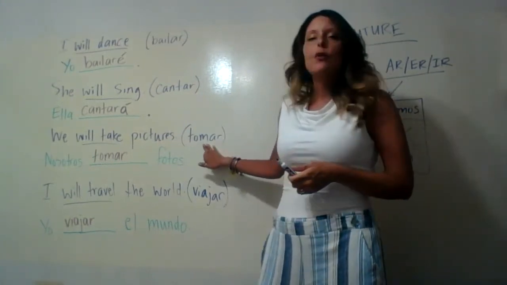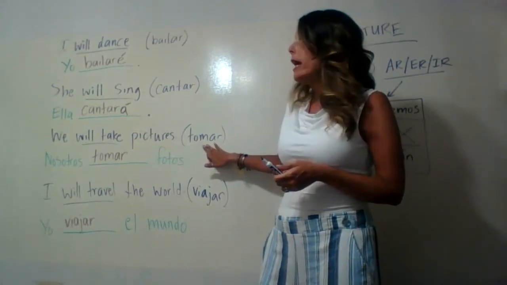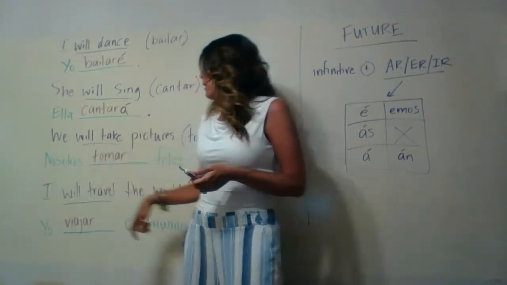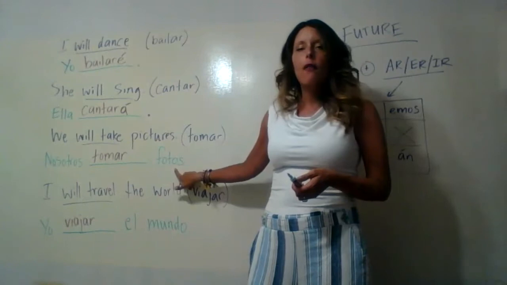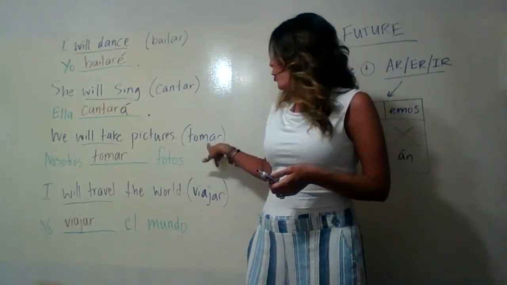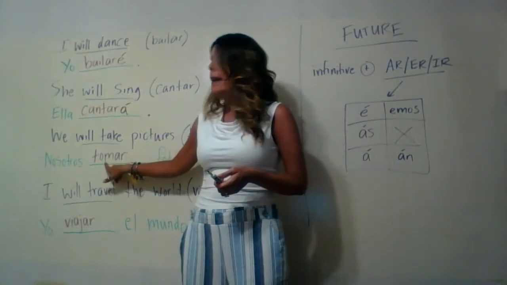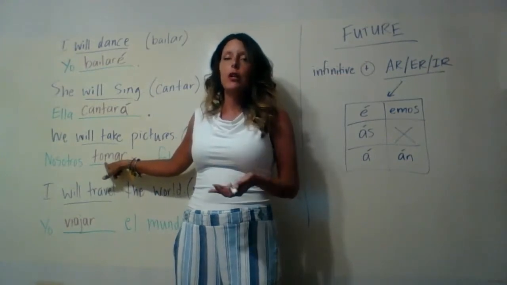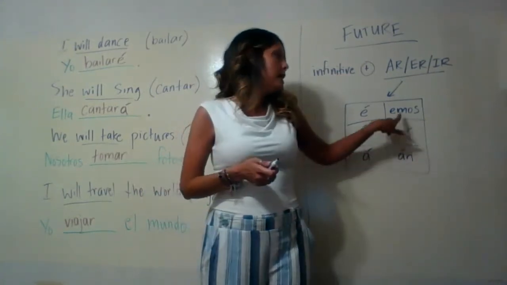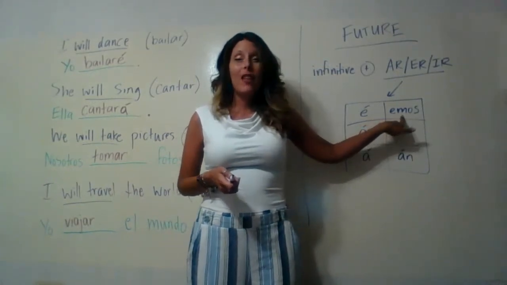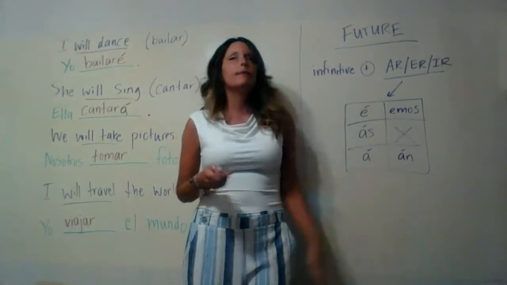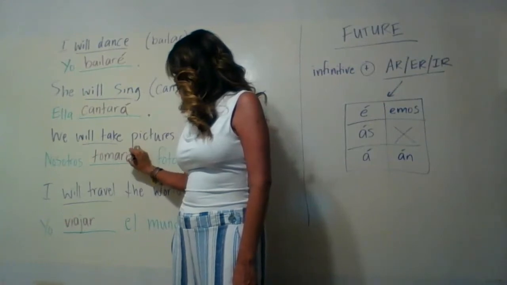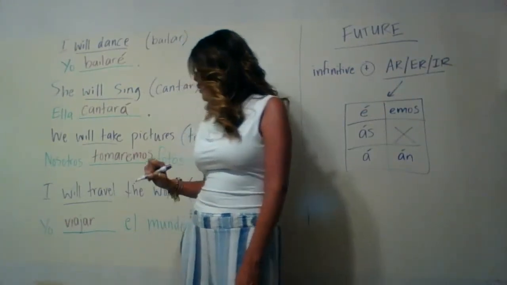So I have chosen to use the verb tomar when we're talking about we will take pictures. Obviously, we say nosotros, we. Pictures, in Spanish, we have fotos. And the verb tomar, we're going to plunk it down there in the infinitive and then just add the appropriate ending. So since we will take pictures or we will take photos, we need to attach this ending right here. Please remember that it does not have an accent mark. It's the only one that doesn't. So on the end of the infinitive here, just add in the appropriate ending, E-M-O-S. No accent mark on that one.